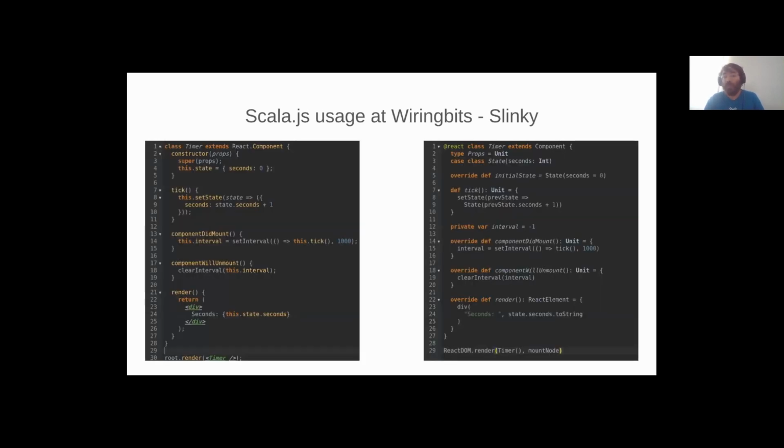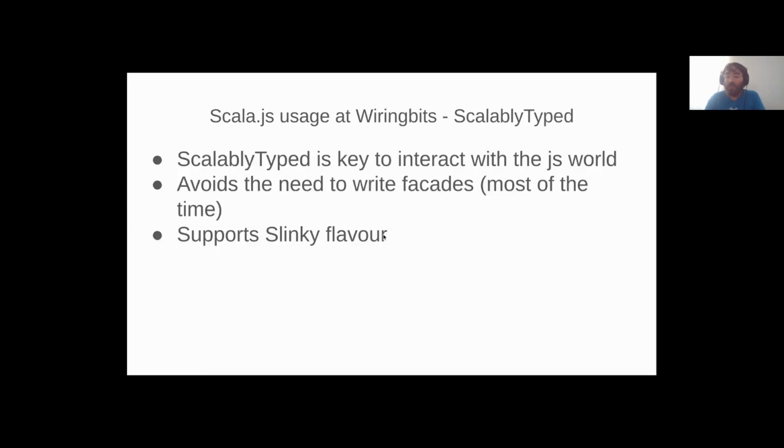This is another more complicated example, again taken from the React website and the Slinky website. The one on the left is JavaScript. The one on the right is Slinky with Scala.js. And similarly to the previous example, the structure is super similar. They even have almost the same number of lines of code. This is not usually common, but anyway, I will skip it because it's a little bit more complicated. Let's talk about Scalably Typed, which is another key for interacting with the JavaScript world.